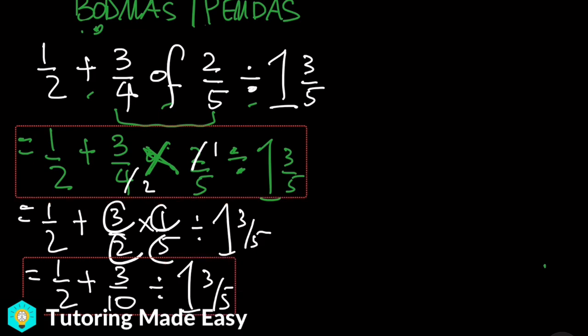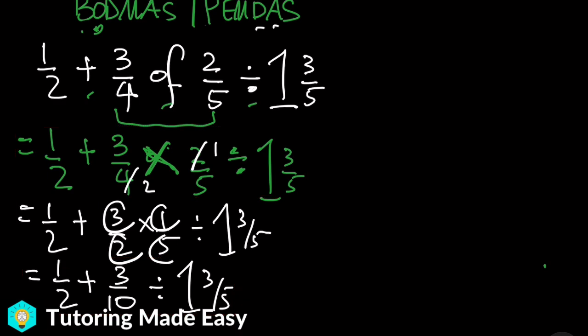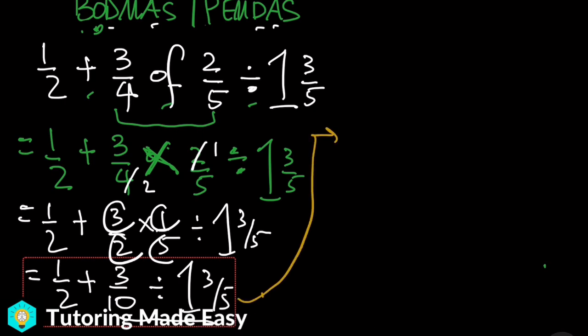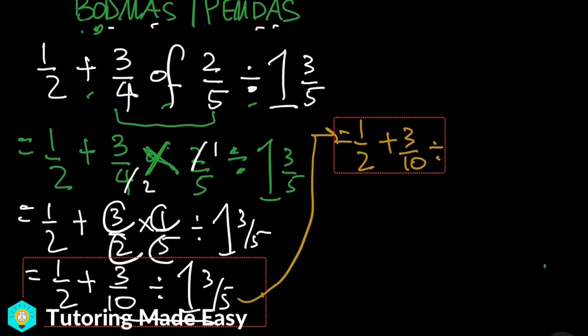Now we're left with addition and division. And if you look at it, in PEMDAS, you always do your division before addition. BODMAS, you always do your division before addition. So we're going to look at this side here. Now to do that, let's come up here and do an equal to sign. We're going to have our half plus 3 over 10 divided by what? We change this, and that one's going to give 5 times 1 gives us 5, add 3, get 8 over 5.